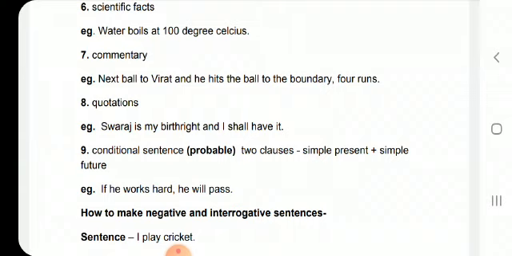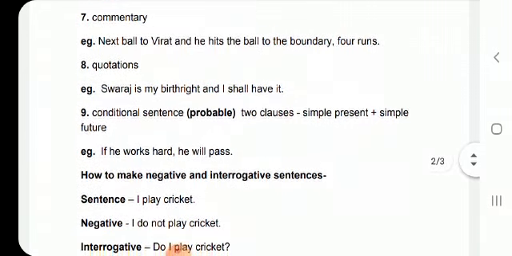Now, number 9. Simple present tense is also used in conditional sentences, and that is the probable condition. And children, in this sentence, there are two clauses. One clause should be written in simple present and the second clause should be written in simple future. For example, if he works hard, he will pass. In the first clause, simple present is used: if he works hard. And in the second clause, simple future is used: he will pass.